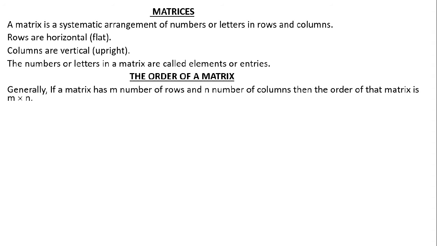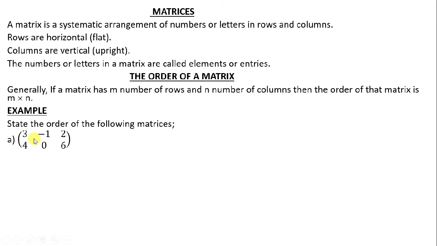Let's look at the order of a matrix. Generally, if a matrix has m number of rows and n number of columns, then the order of that matrix is m by n, which is m times n. Let's go to an example. The example is saying, state the order of the following matrices.